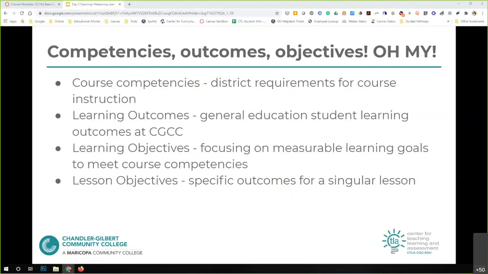You're going to go back to those course competencies, look at those Bloom's verbs and then look at that Bloom's learning chart and see where those verbs fall, and that will help you determine what kind of assessments we want to develop as we go forward.